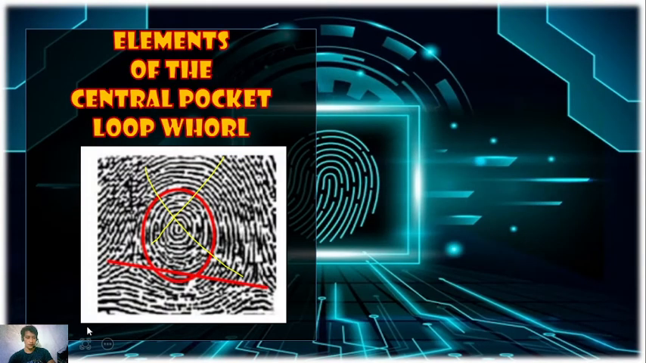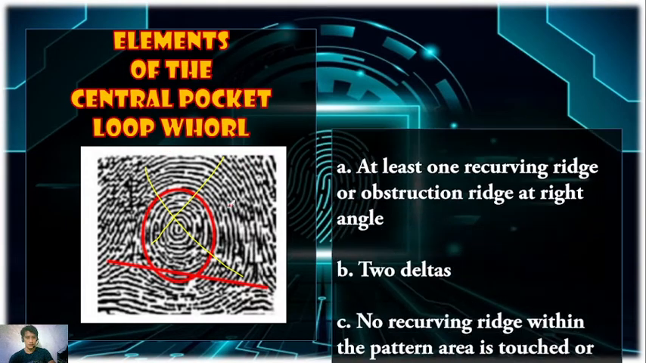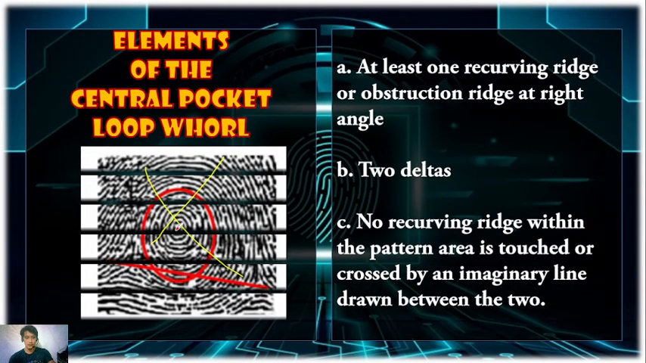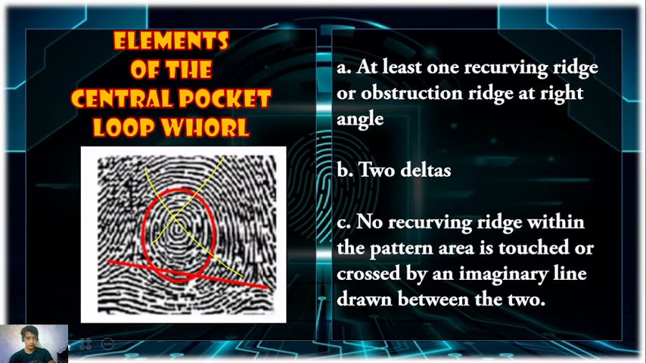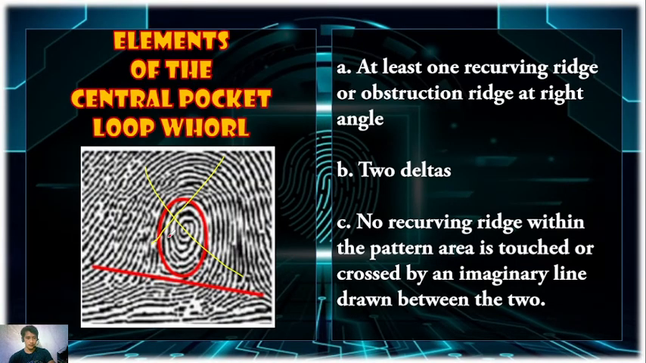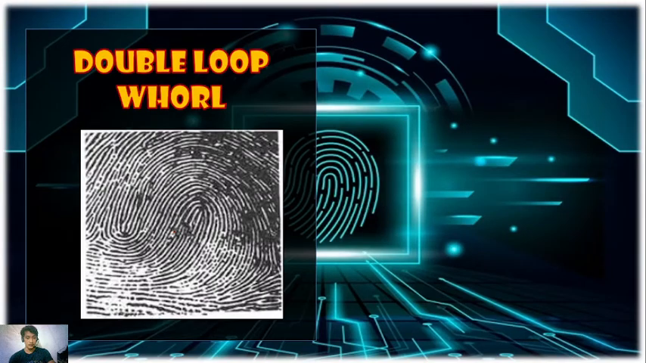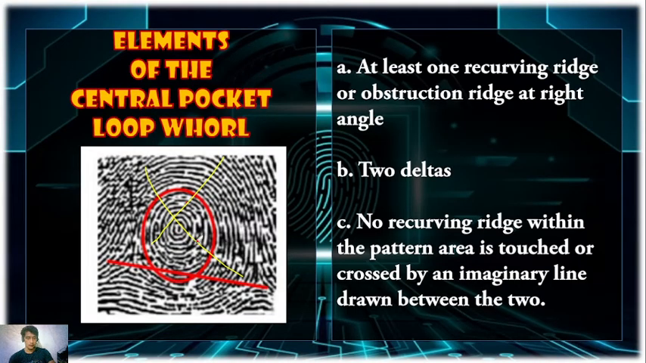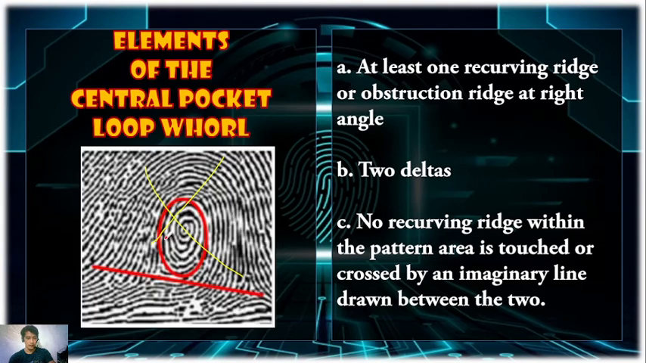So I've said a while ago that if one circuiting ridge crosses the imaginary line, that is a plane whirl. So this illustration is not a plane whirl, but it should be like this. Okay, so ganito dapat po yung ating sasabihin para masabi natin na central packet loop whirl.